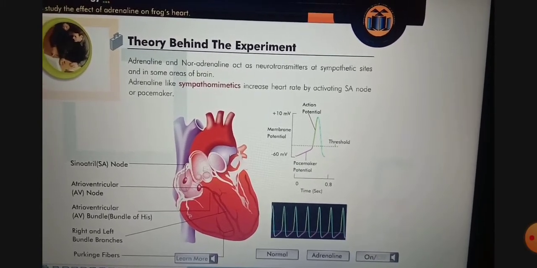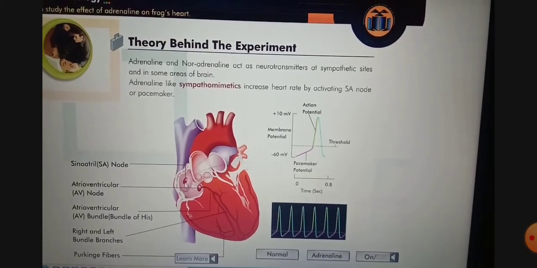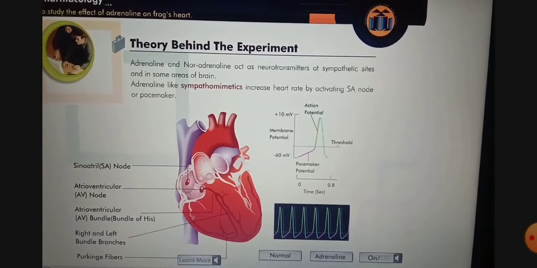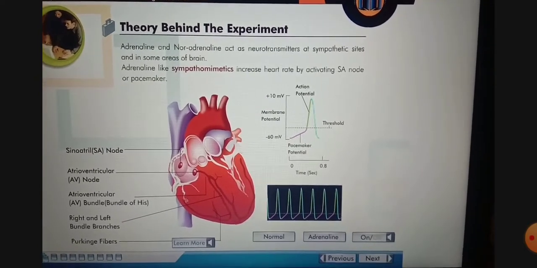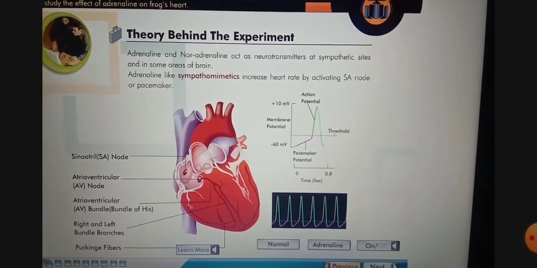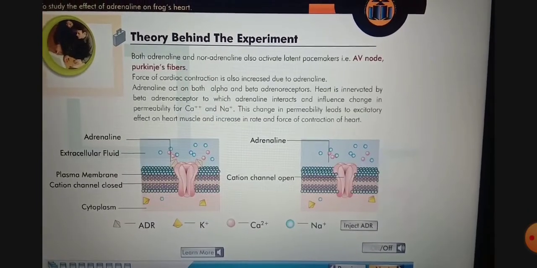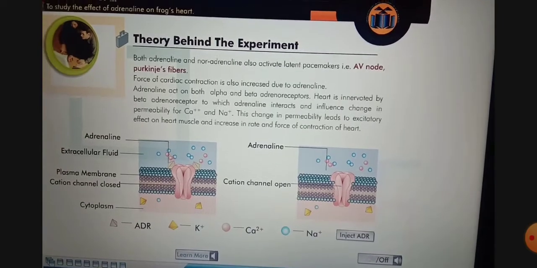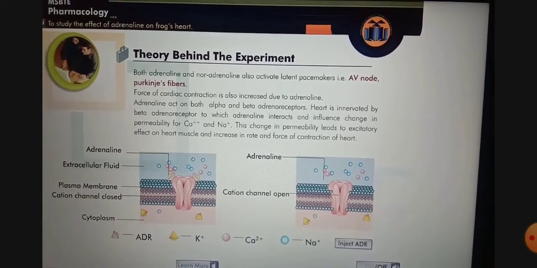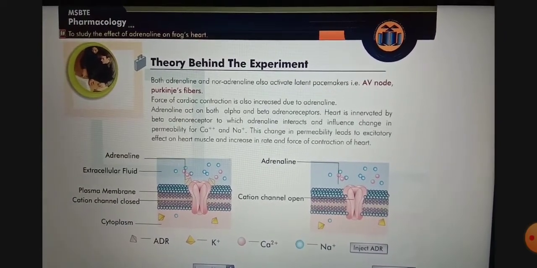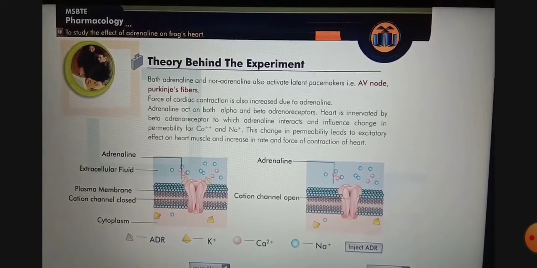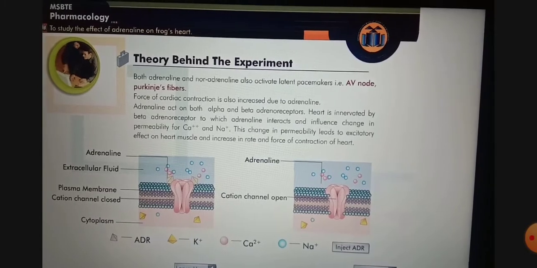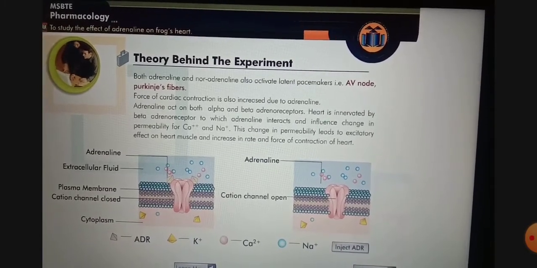Okay, so you have to see here, this is the SA node. So the activity of this SA node increases. Both adrenaline and noradrenaline also activate latent pacemakers, that is AV node and Purkinje fibers. Force of cardiac contraction is also increased due to adrenaline.